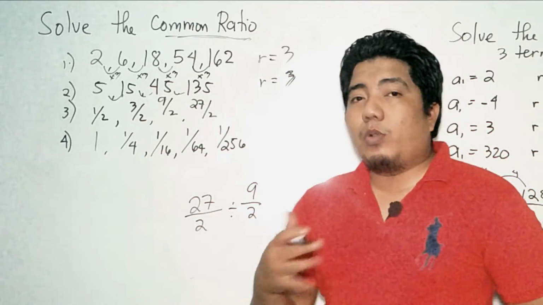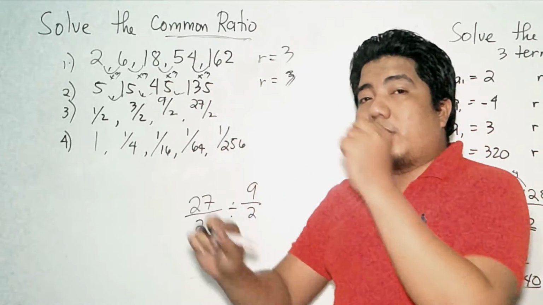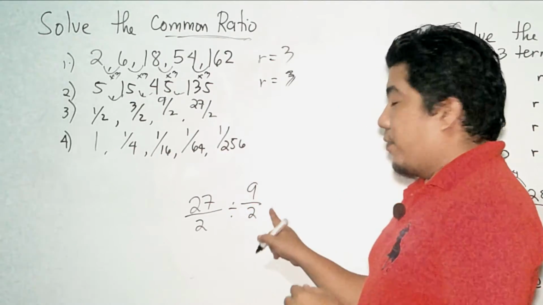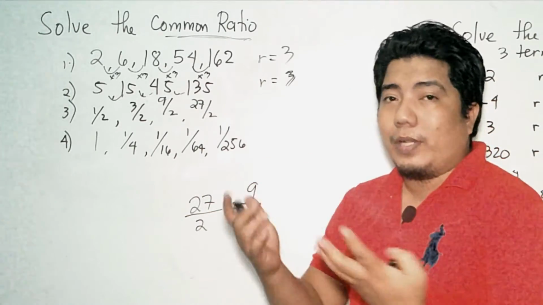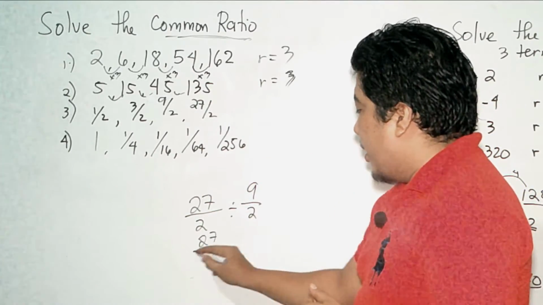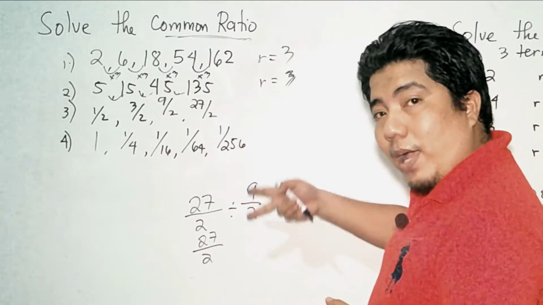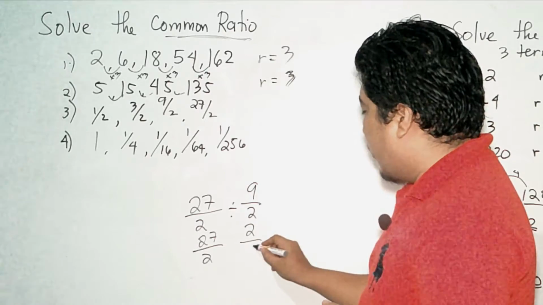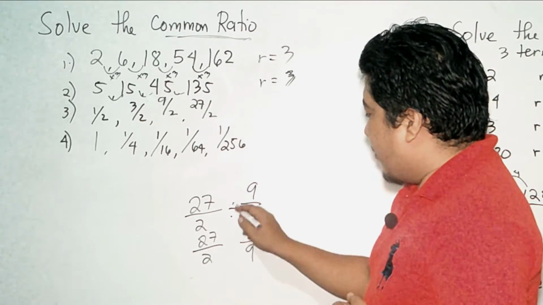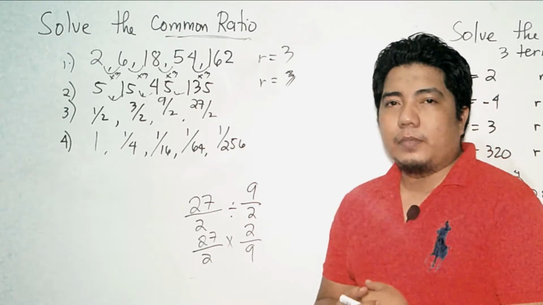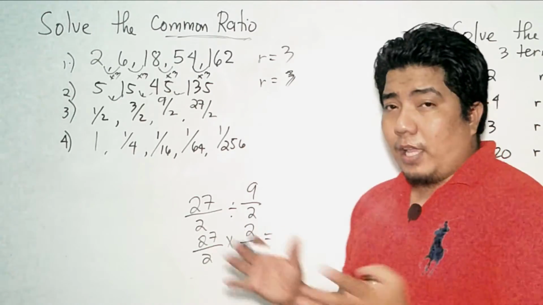Now, remember the rule in dividing fractions? We use the reciprocal of the divisor and then proceed to multiplication. How do we do that? We copy our dividend. We get the reciprocal. That's 2 over 9. And then the divide will become multiplied. Now you can use cancellation if you can see anything on this one.